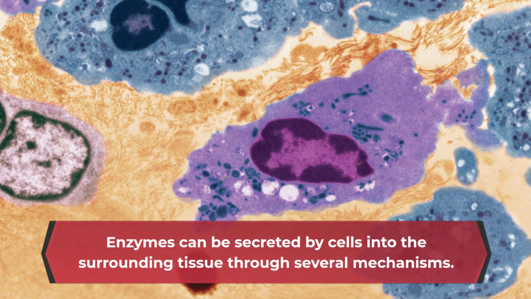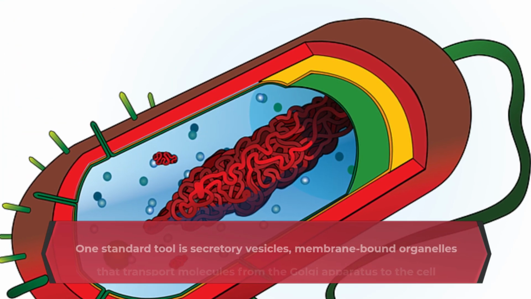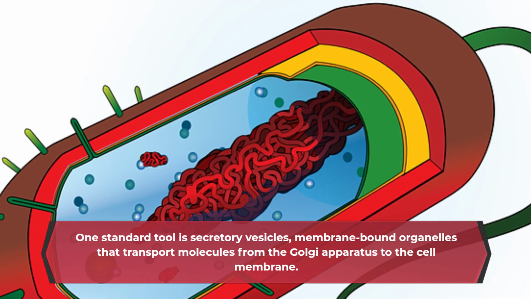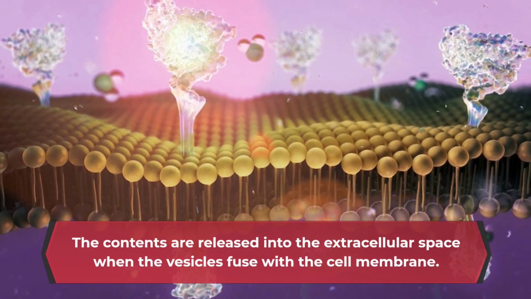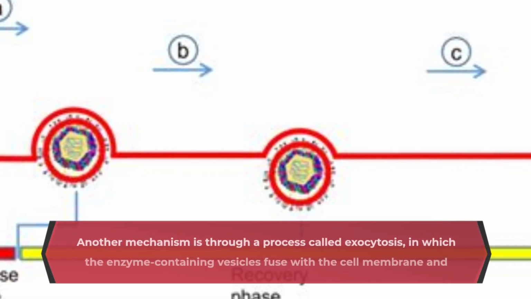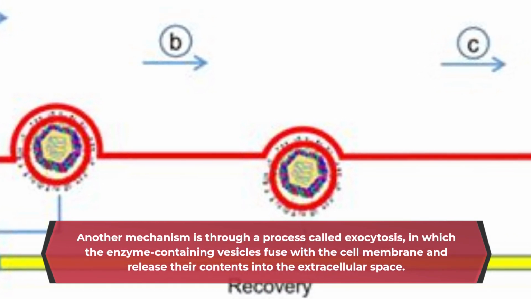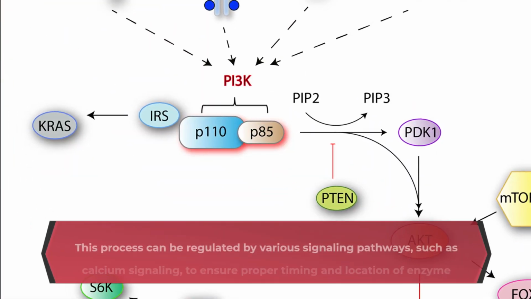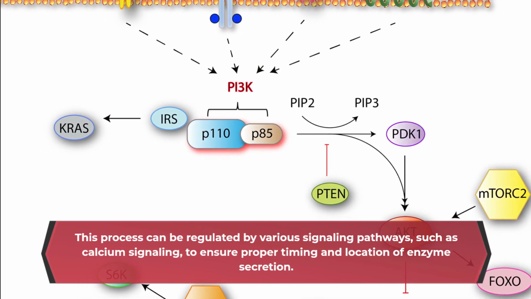Enzymes can be secreted by cells into the surrounding tissue through several mechanisms. One standard tool is secretory vesicles, membrane-bound organelles that transport molecules from the Golgi apparatus to the cell membrane. The contents are released into the extracellular space when the vesicles fuse with the cell membrane. Another mechanism is through a process called exocytosis, in which the enzyme-containing vesicles fuse with the cell membrane and release their contents into the extracellular space. This process can be regulated by various signaling pathways, such as calcium signaling, to ensure proper timing and location of enzyme secretion.